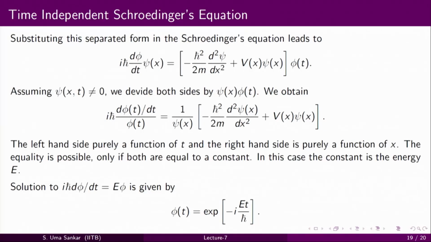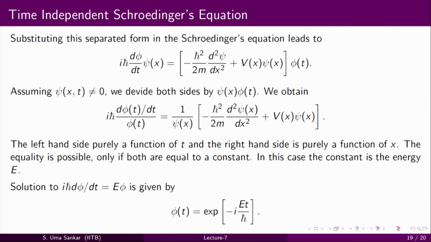which we assume to be non-zero. Then on the left hand side you have iħ (dφ/dt) divided by φ, and on the right hand side you have 1 over ψ(x) times that term in the square brackets. The left hand side is purely a function of time, there is no spatial dependence, and the right hand side is purely a function of x, there is no time dependence.